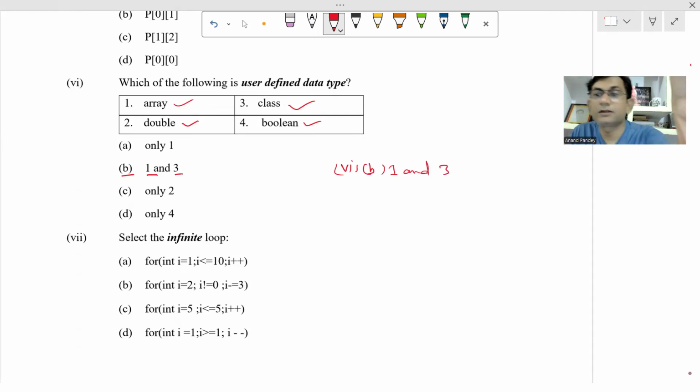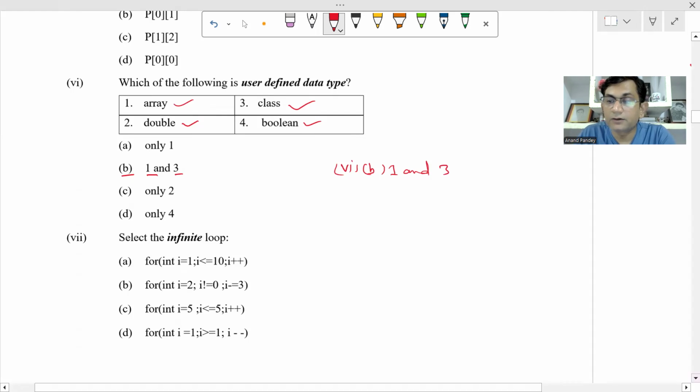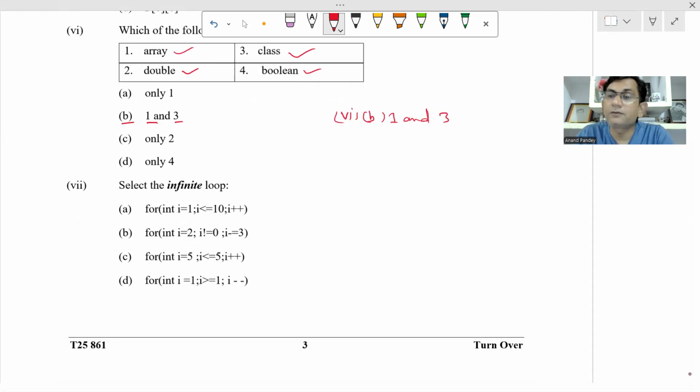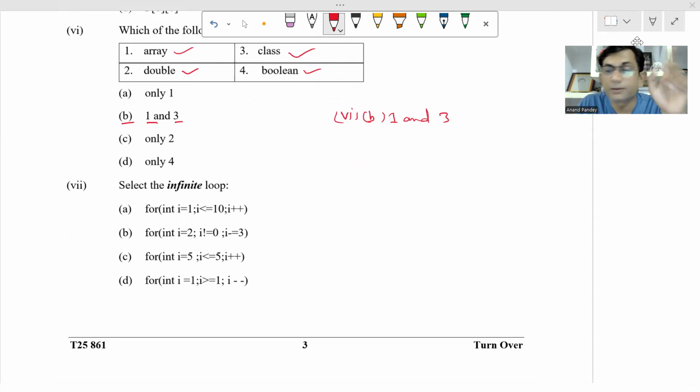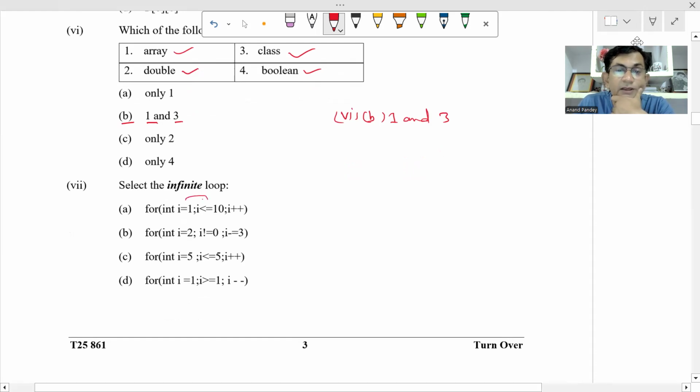Okay. Then the next is question number 7. Select the infinite loop. What is an infinite loop? The loop which never terminates. जो loop कभी end ही नहीं होता, जिसका end नहीं होता, that is infinite loop. So you can go through each and every loop and see which loop is not terminating. So here you can see the value of I will be 1, then 2, and so on. When the value of I will be 11, this condition will be false, so the loop will be terminated. This is not the correct answer.